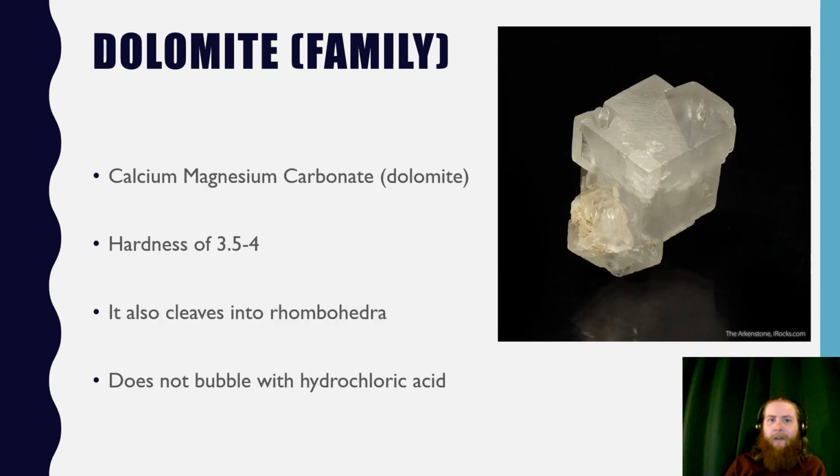Dolomite is another family inside of these carbonates. They're a calcium magnesium carbonate. They have a hardness of 3.5 to 4, and it cleaves into these really cool rhombohedra, these really cool kind of unique shapes that we see. You can tell the difference between it and calcite because it does not bubble when you introduce hydrochloric acid to it. So using the acid test, you have a negative reaction with the dolomites.